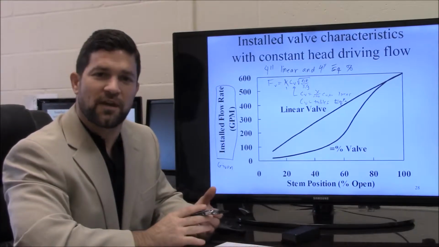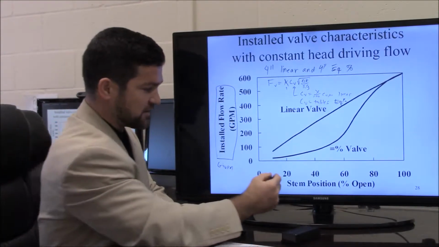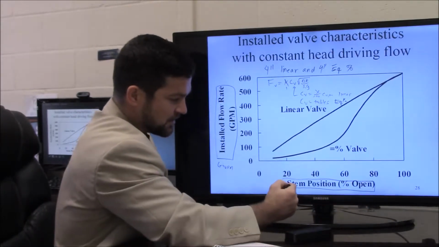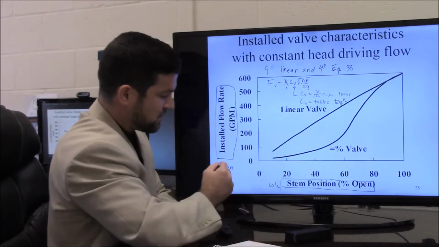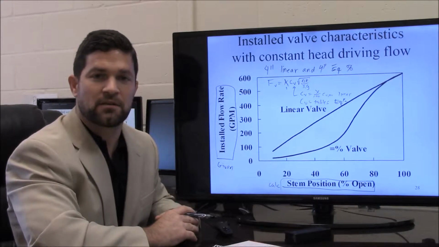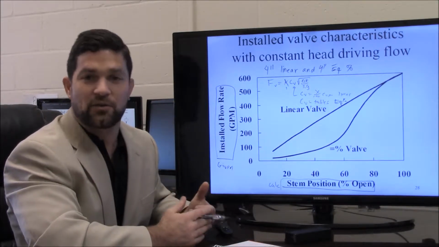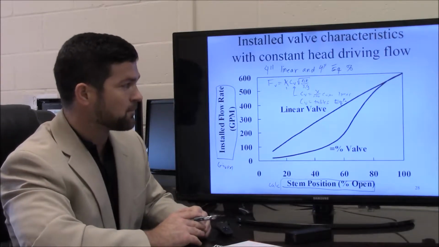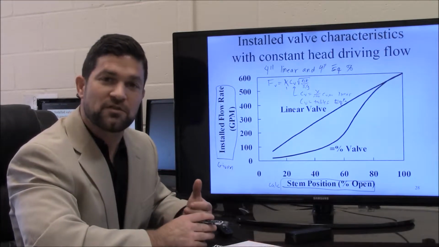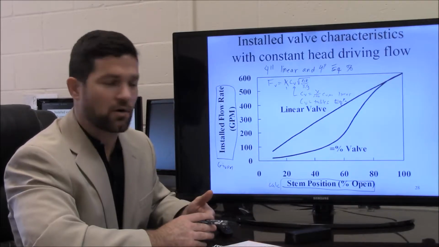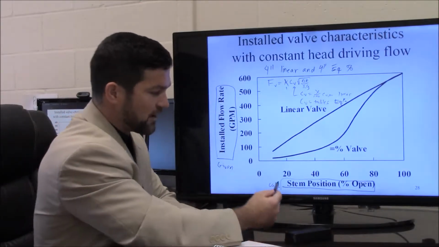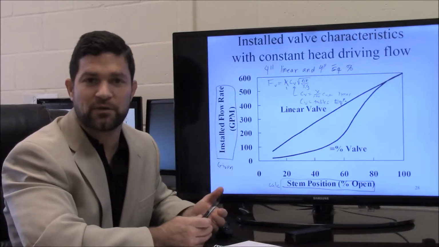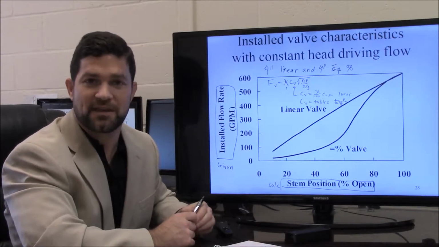All right, so using those values, we were able to calculate X, which is now given down here on the bottom. So X is the percent open. So these values were calculated for the given flow rates, which had corresponding pressure losses, etc. Okay, so now using this data for the installed flow rate plotted versus stem position, we can identify which valve would work best for this given system.